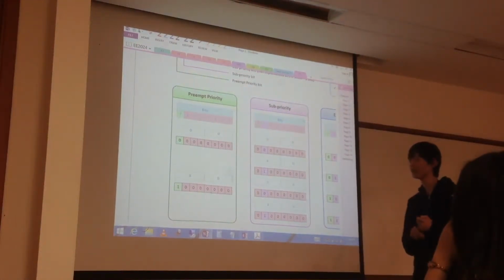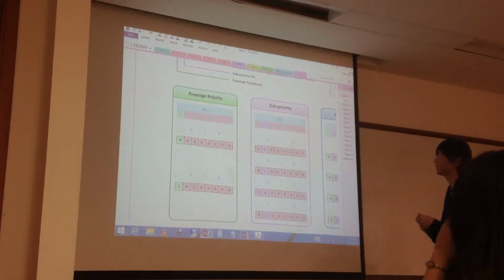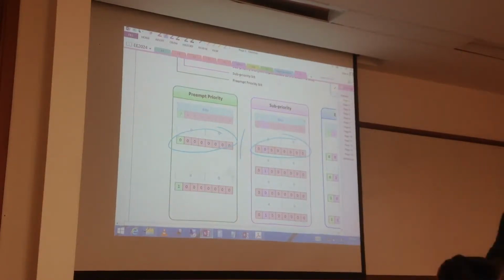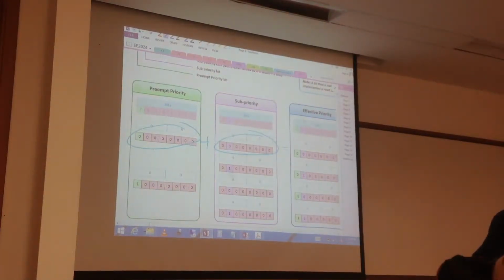So, in all, what is the effective priority? Effective is simply this one plus this one. Plus can also be looked at as bitwise OR. So this one plus this one, you have your effective priority. Similarly, this one plus this one, you have your effective priority. Then this one plus this one, and this one plus this one, you have an effective priority.